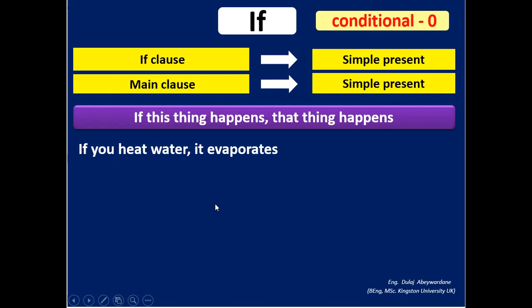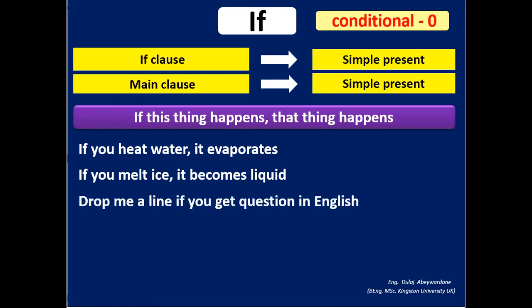Right, example number 2 is: if you melt ice, it becomes liquid. If you melt ice, it becomes liquid. I think you can clearly understand. If this thing happens, that thing happens. If you melt ice, it becomes liquid. So those are general truths which happen in everyday life, in daily life. Right. And the third example: drop me a line if you have a question in English.